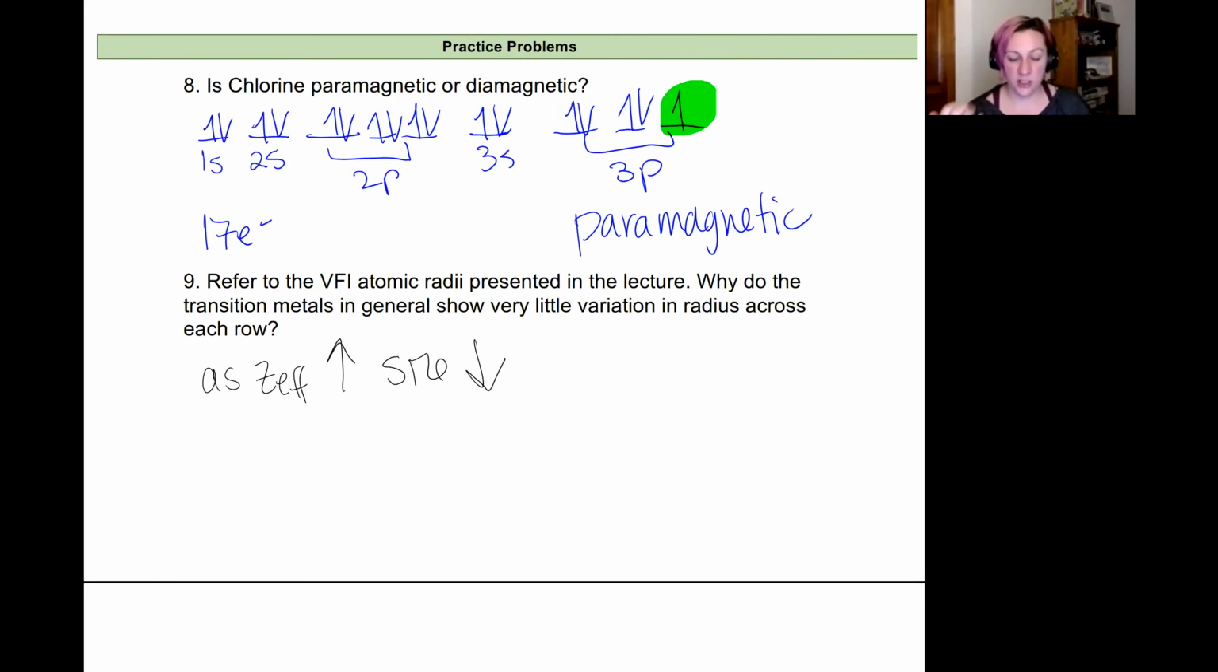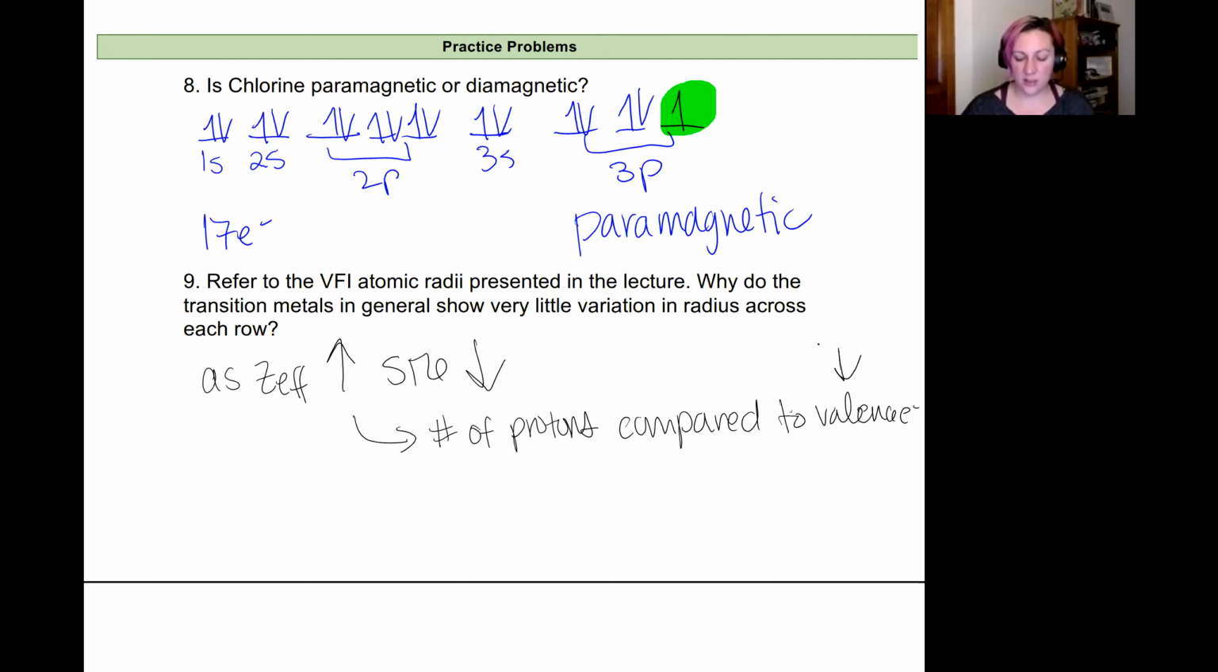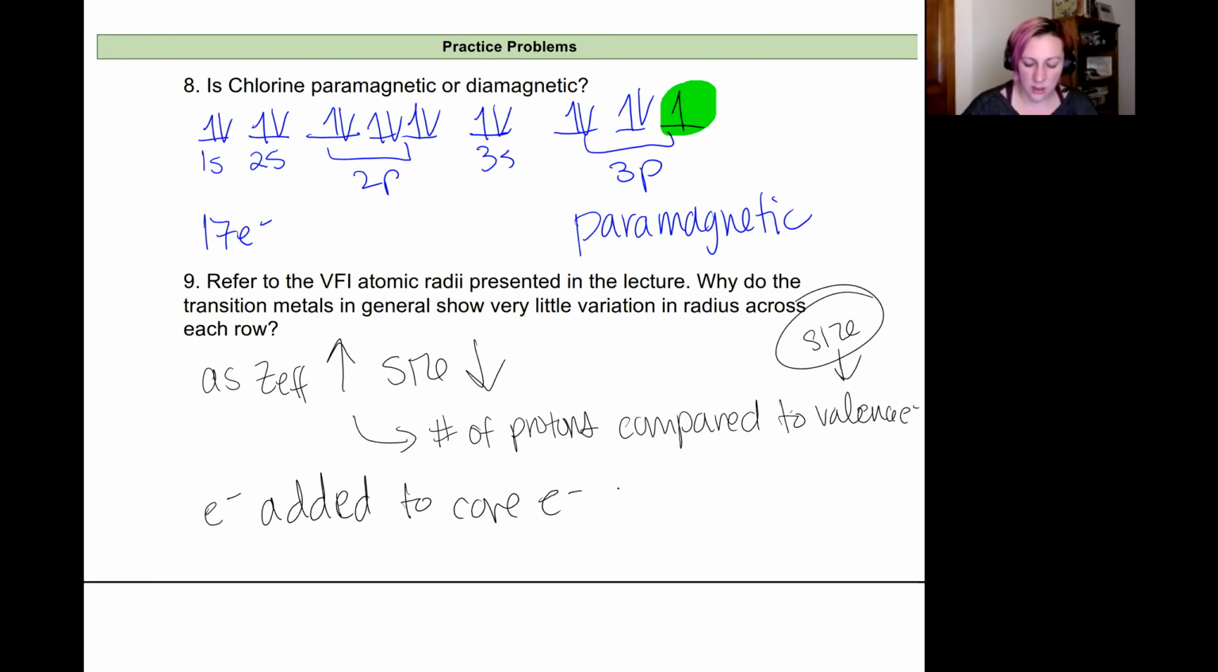What's really changing there is the increasing number of protons in our nucleus compared to our valence electrons, because it's those valence electrons that really dictate the size of the atom. When we're in the transition metals, we're increasing our nuclear charge by +1, but we are not increasing our valence electrons. The electrons are being added to the core electrons. Therefore, they're contributing to the shielding experienced by the valence electrons.